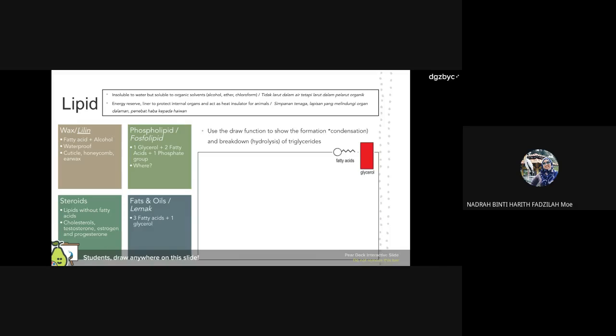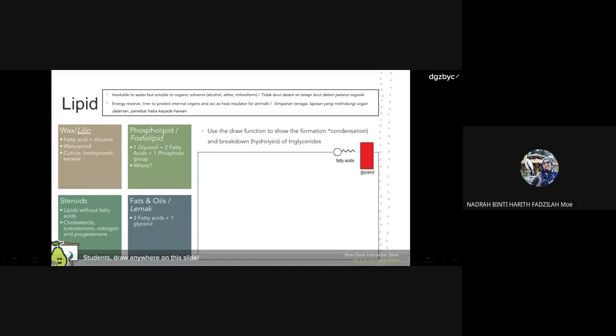organs. Antara organ-organ kita ni ada adipose tissue yang jadi sort of cushion and also lapisan perlindungan untuk internal organs dan juga penebat haba atau heat insulator for us and also for animals. So can you use the draw function to show the formation and breakdown of triglycerides in the box given?